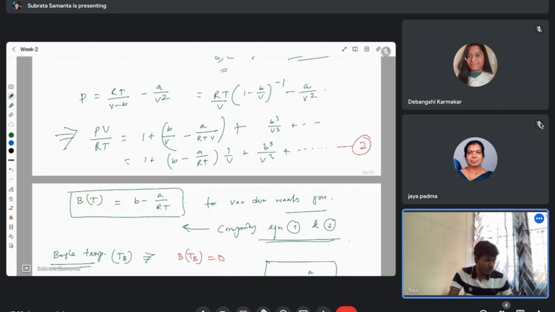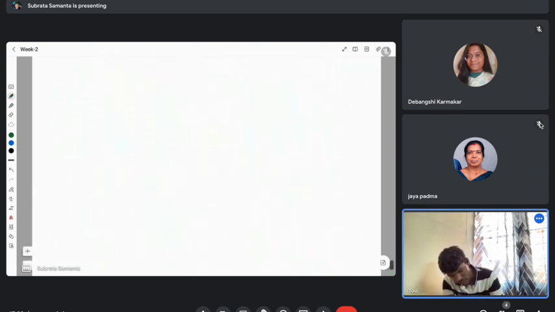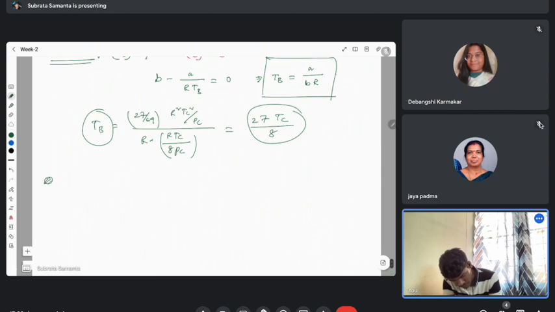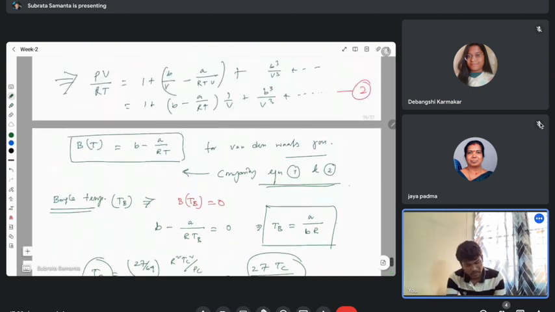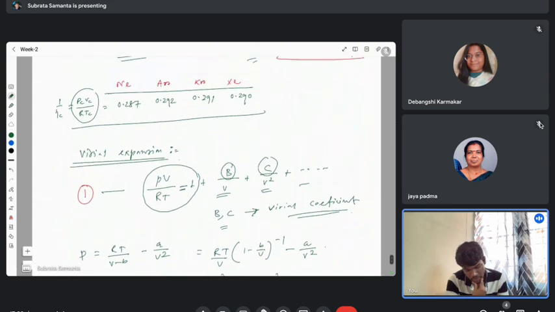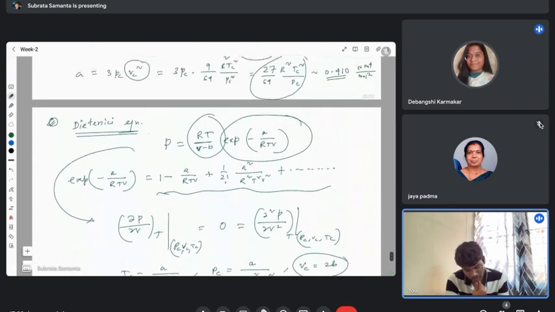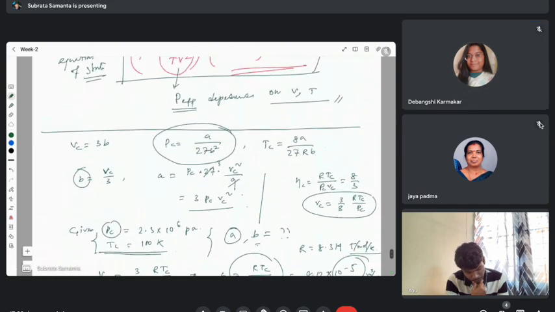Okay, so now we are going to some problems. So let's say a platinum resistance thermometer. By the way, till now, have any problems? At any point, if you're not understanding, I can explain again.